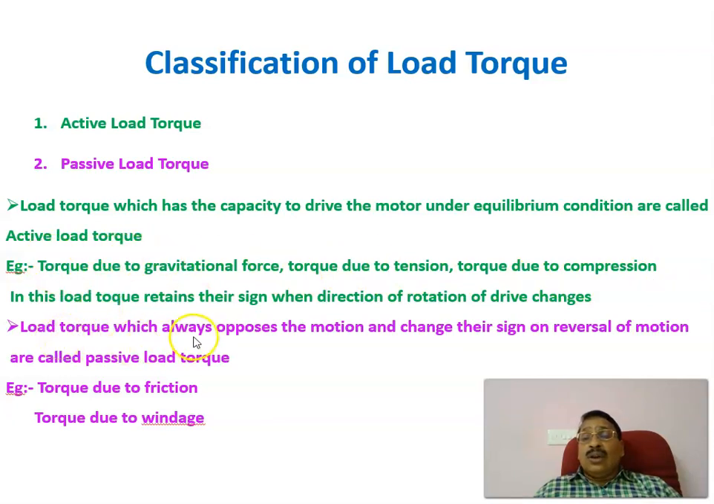And load torque which always opposes the motion and changes its sign on reversal of the motion is called passive load torque. Examples: torque due to friction, torque due to windage, etc. These are called passive load torque, and the others are called active load torque. That's another method of classifying the load torque: active load torque and passive load torque.